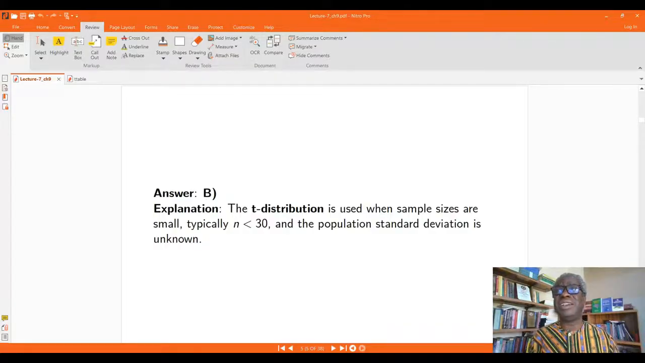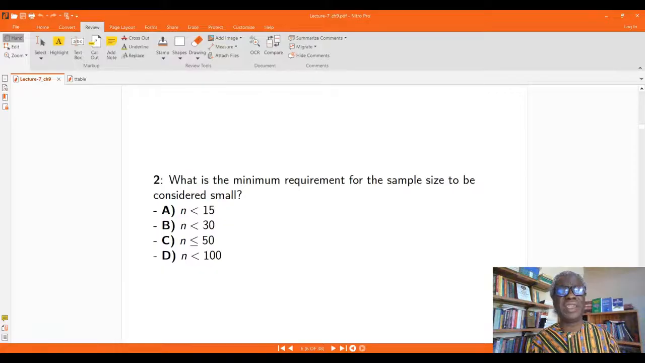Remember, in the large sample, we require the sample size to be large, greater than or equal to 30, and the population standard deviation must be known.